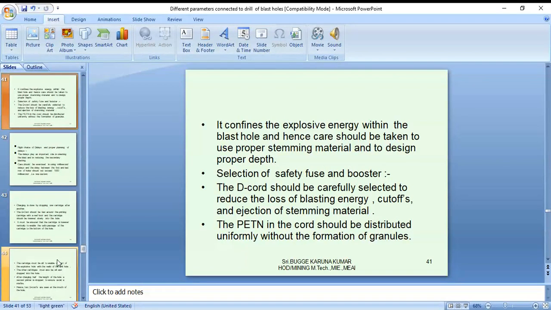In confining the explosive energy within the blast hole, care should be taken to use proper stemming material and to design the proper depth. Selection of safety fuse and boosters. The detonating cord should be carefully selected to reduce the loss of blasting energy. Cutoff and ejection of the stemming material. The pentaerythritol tetranitrate (PETN) in the cord should be distributed uniformly without the formation of granules.